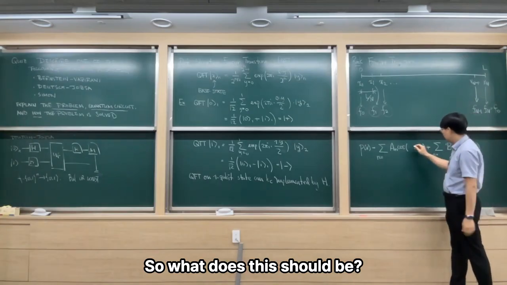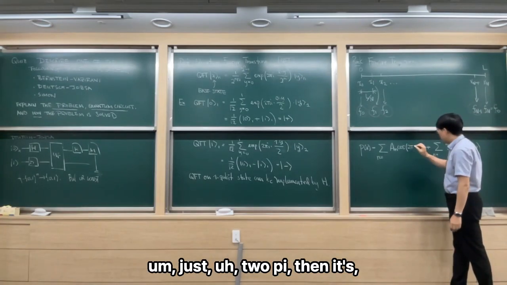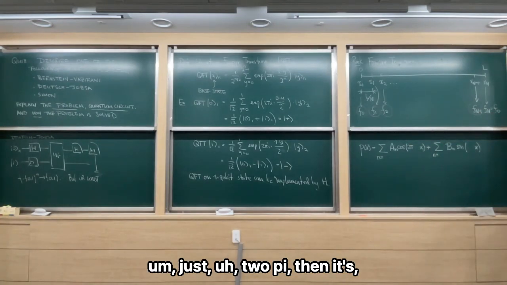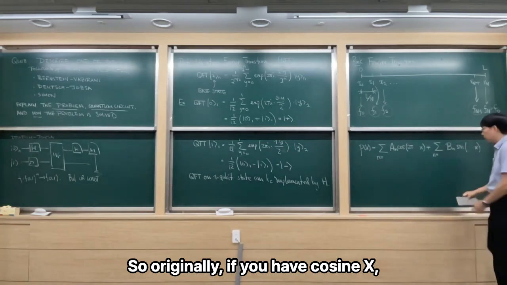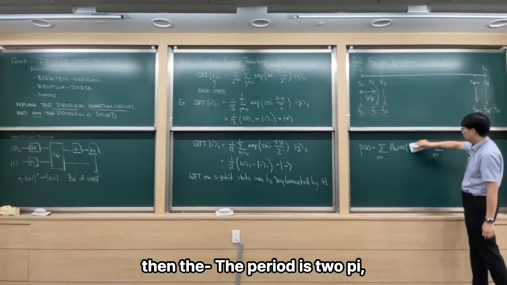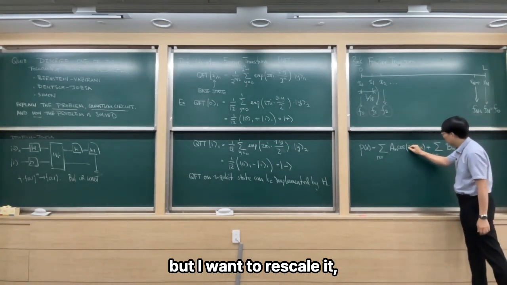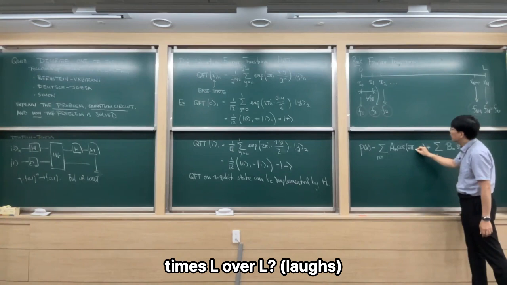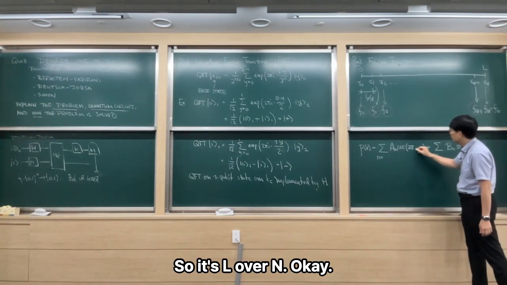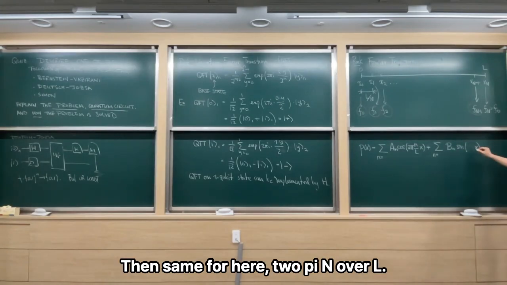So what does this should be? When you have just 2 pi, you have to rescale your period. Originally, if you have cosine x, then the period is 2 pi, but I want to rescale it. It's always confusing. So it's L over n. Then same for here, 2 pi n over L.